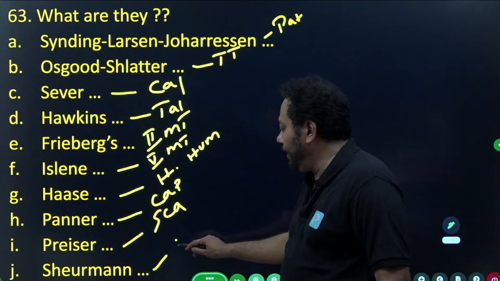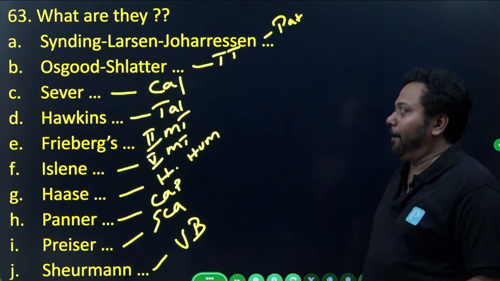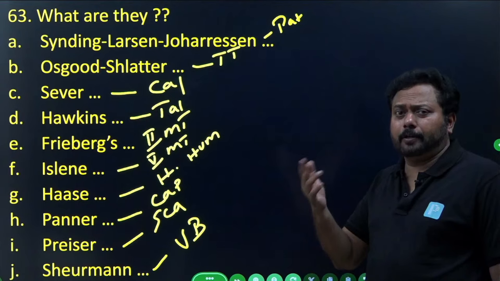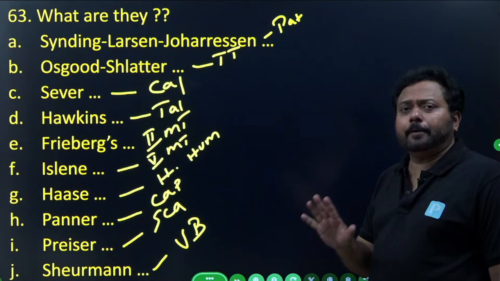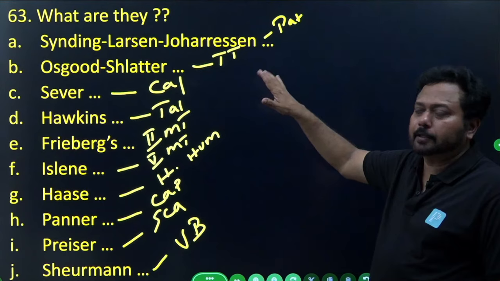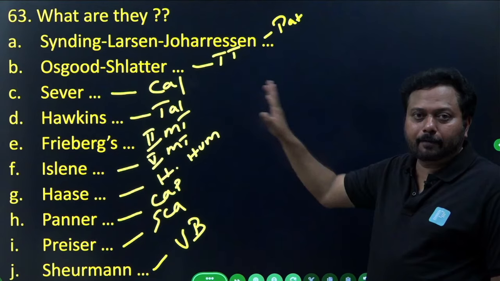Okay, so one more time I will tell you. Osteochondritis: avascular necrosis, osteochondritis dissecans, traction epiphysitis, many terminologies will be there. The most accepted nowadays in 2023 is osteochondritis. Osteochondritis of the lower pole of patella is called Sinding-Larsen-Johansson. Tibial tuberosity is called Osgood-Schlatter. Calcaneum is called Sever. Talus is called Hawkins.